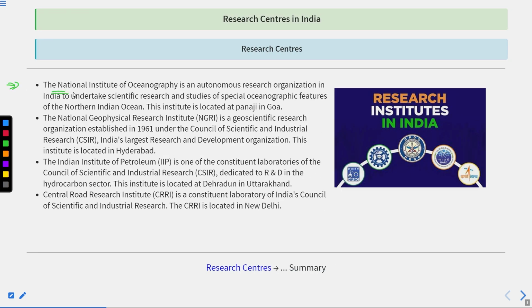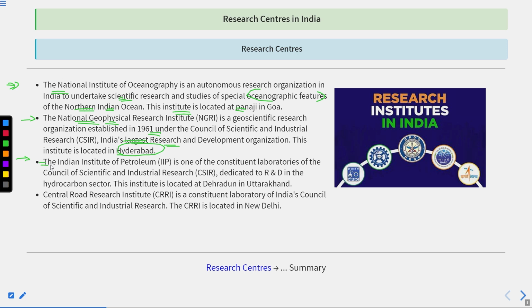Then we have the National Institute of Oceanography. It is an autonomous research organization in India, entitled to undertake scientific research and studies of some special oceanographic features of the North Indian Ocean. This institute is located at Panaji in Goa. Then we have the National Geophysical Research Institute. It is a geoscientific research organization established in 1961 under the Council of Scientific and Industrial Research (CSIR). This is the largest research and development organization within the country, and it is located in Hyderabad, which is the capital of Telangana.